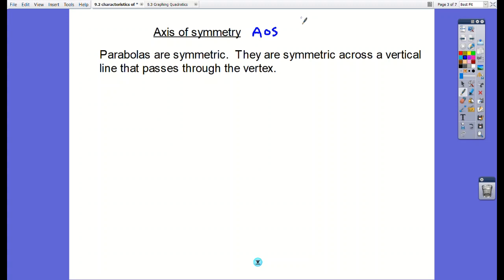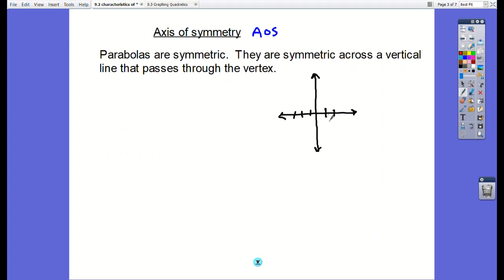All right, so just as you guys write that down, let's read it out. Parabolas are symmetric. So we've seen that those U shapes, they're symmetric. So this means that they're symmetric across a vertical line that passes through the vertex. So let's just, I'm just going to redraw one of those graphs I just drew on the previous page. So if you already drew it, it won't matter.